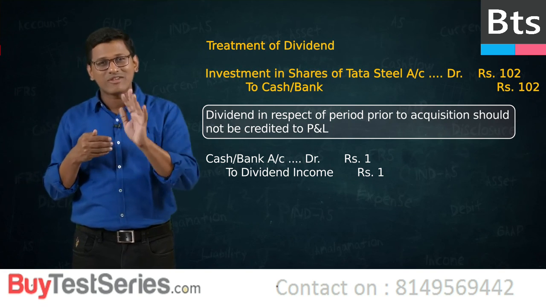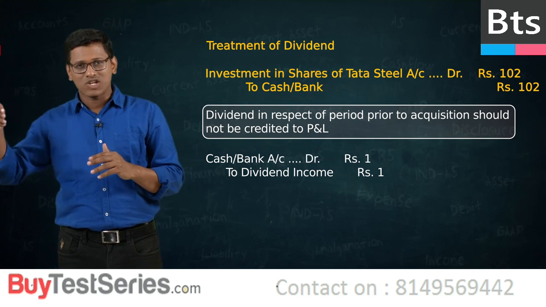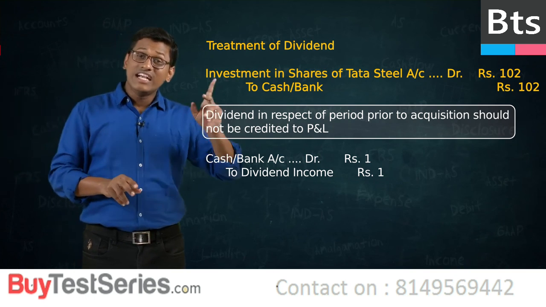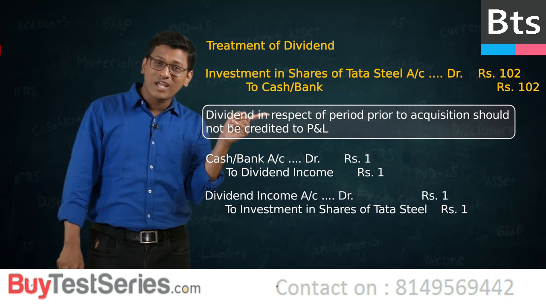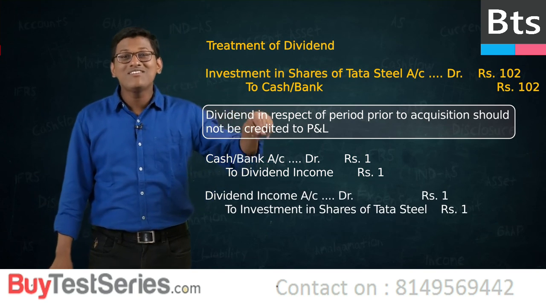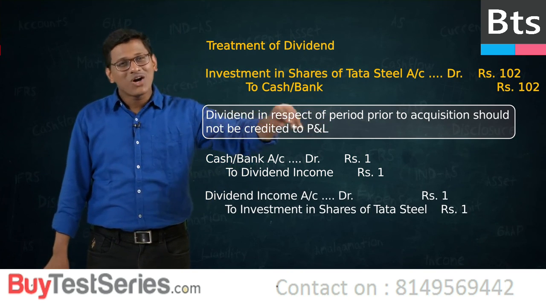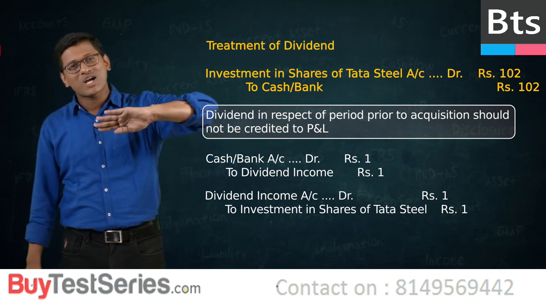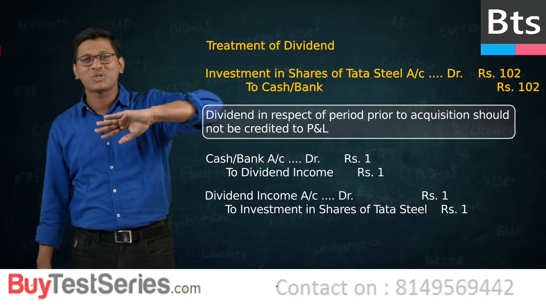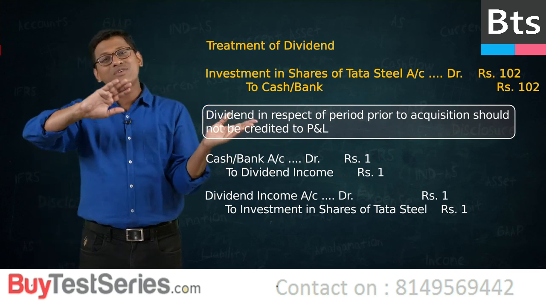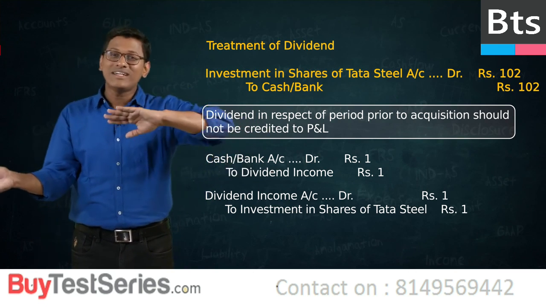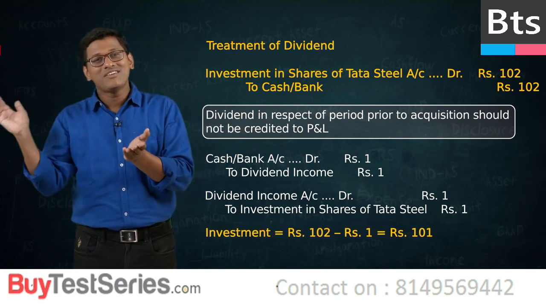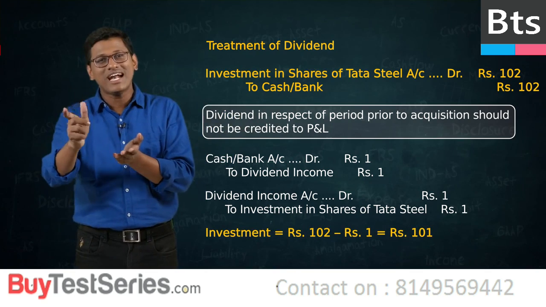So the accounting entry for that should be, first, cash or bank account debited 1 rupee, to dividend income 1 rupee. Next, dividend income account debited 1 rupee, to investment in equity shares account 1 rupee. So basically what will happen, investment in equity shares account will be credited. Earlier it was debited with 102, now it is credited with 1 rupee. So after this adjustment, investment in equity shares will remain at 101.